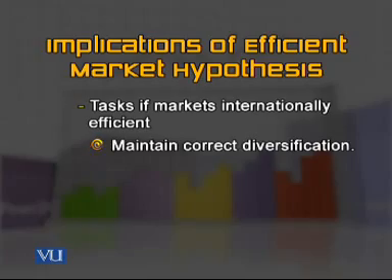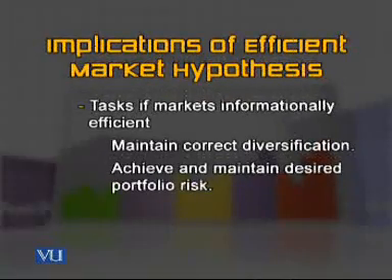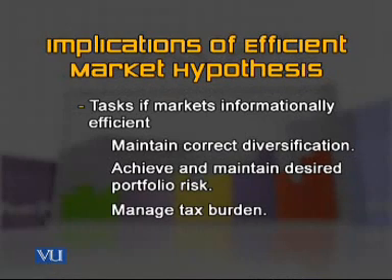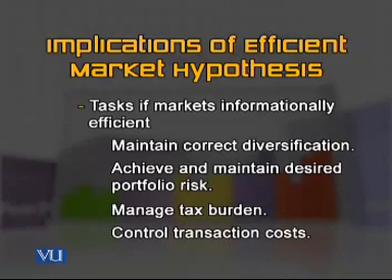Maintain correct diversification. The key to success, the key to minimize losses, the key to maximize gains is diversification, be it international or local. But if you're a money manager looking into international markets, you must maintain correct diversification. Achieve and maintain portfolio risk and keep it at a minimum. Also, look at the tax burden, plus control transaction costs, because each transaction means brokerage commissions, and transaction costs have to be kept at a minimum because they all add up and reduce your profitability.